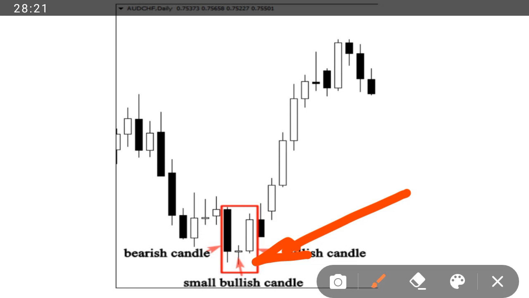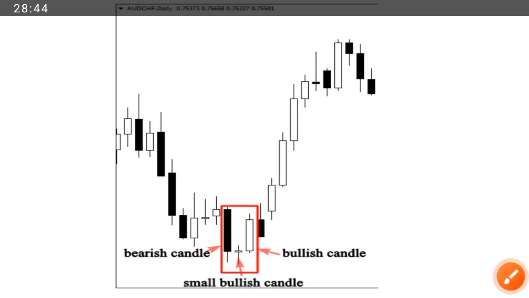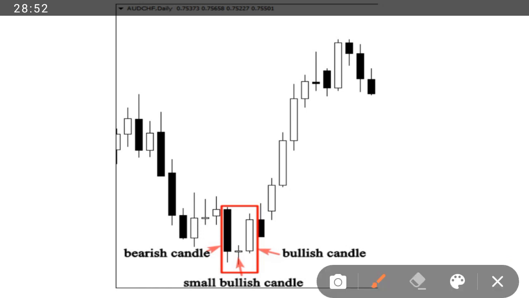That's double confirmation. A small candlestick is a small candlestick and it's also a doji. Then the third one was a bullish candlestick and it goes above the midpoint of the first candlestick. So that's a morning star candlestick pattern. And you see, immediately when that happened, price started going up.